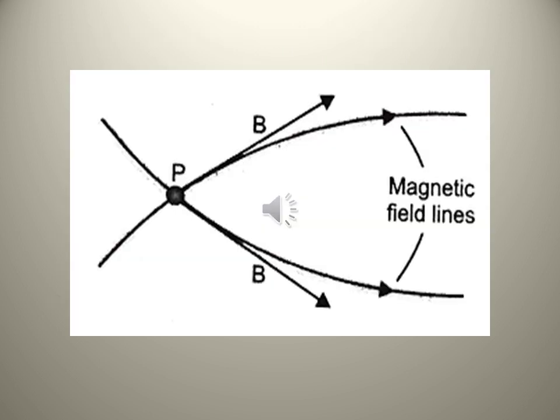In this diagram, you can see that there are two magnetic field lines and they are intersecting at point P. If we draw a tangent at point P, there will be two directions of magnetic field line. So practically it is not possible to have two directions of magnetic field at the same point. That's why magnetic field lines don't intersect each other.